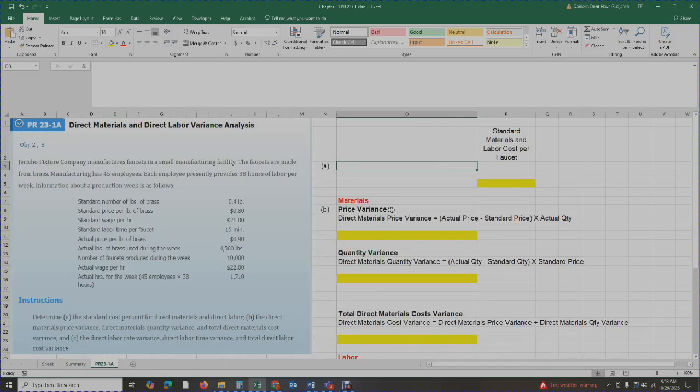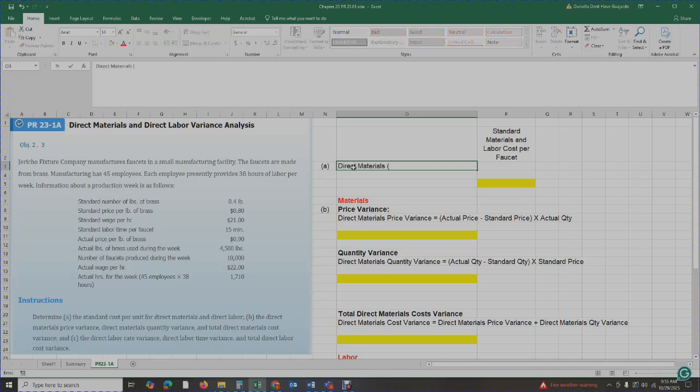Okay, so let's begin with the first requirement. It says calculate the standard cost per unit for direct materials and direct labor. So we want to know the standard cost. How much are we anticipating spending in labor and materials to make a faucet? One faucet, okay? So let's start off with direct materials, okay?